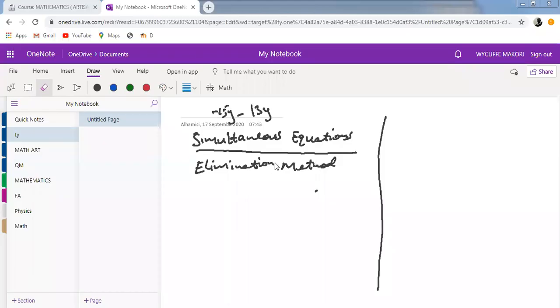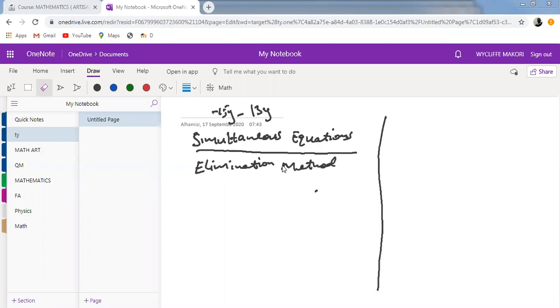I want to welcome you to this particular class and specifically on this particular area that we are going to discuss today, which is on solving simultaneous equations. In our previous lesson, we talked about solving simultaneous equations using the elimination method. We discussed 3 examples of how we use the elimination method to solve simultaneous equations. Remember we said simultaneous equations are those equations with two unknowns.